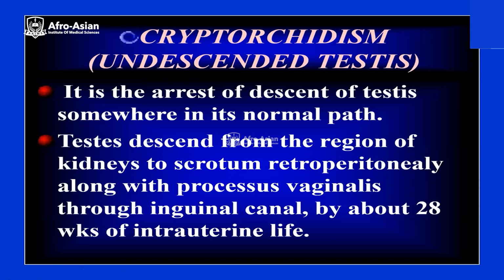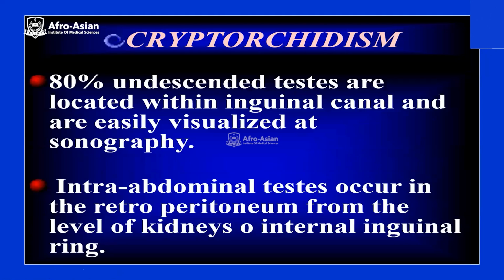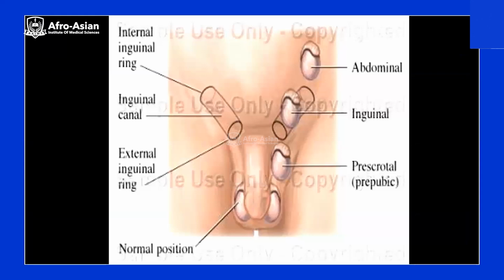Cryptorchidism, which is undescended testes, is the arrest of descent of testes somewhere in the normal path. Testes descend from the region of the kidneys to scrotum retroperitoneally, along with the processus vaginalis through inguinal canal by about 28 weeks of intrauterine life. In cryptorchidism, 80% of undescended testes are located within inguinal canal and are easily visualized at sonography. Intra-abdominal testes occur in the retroperitoneum from the level of the kidney to internal inguinal ring.